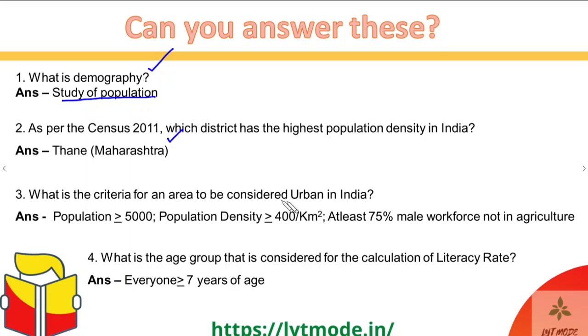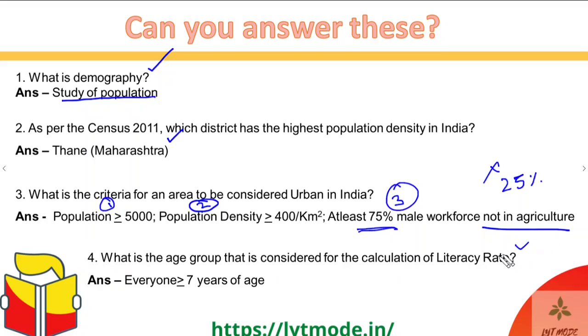Third, what is the criteria for an area to be considered urban in India? I told you explicitly there are three criteria. First is population has to be at least equal to or greater than 5,000. The second is population density of 400, and the third one is at least 75% of the male workforce should not be in agriculture. Which means if 25% or more are in agriculture, then it can never be an urban area, right?